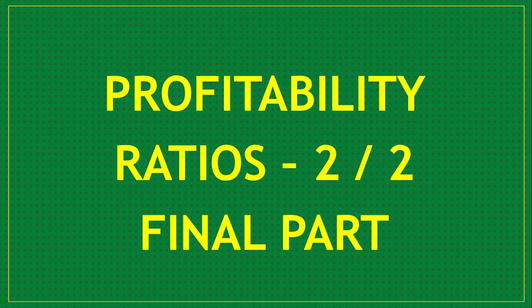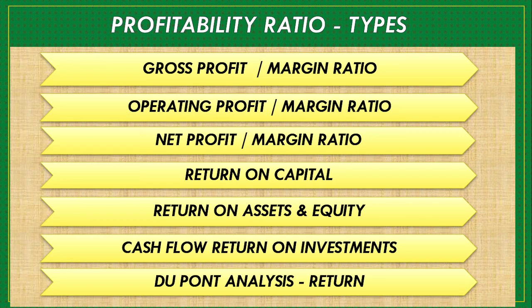Profitability ratios 2 of 2, the final part. The types of profitability ratios: gross profit, operating profit, net profit, return on capital, return on assets and equity, cash flow return on investments, DuPont analysis return. The first three ratios we have already discussed in our previous video, and now we will proceed with the balance of the ratio types for profitability.